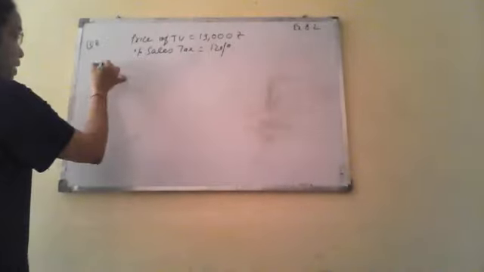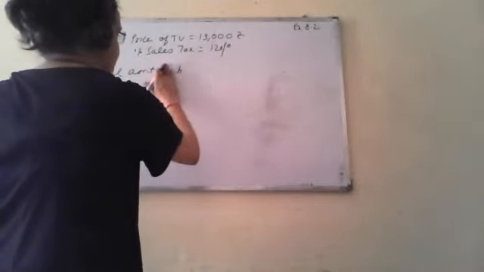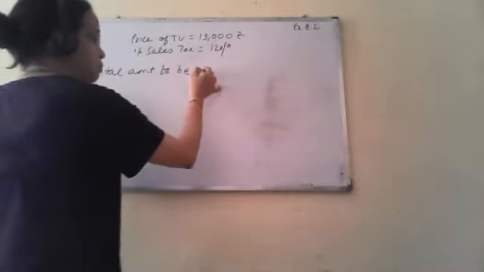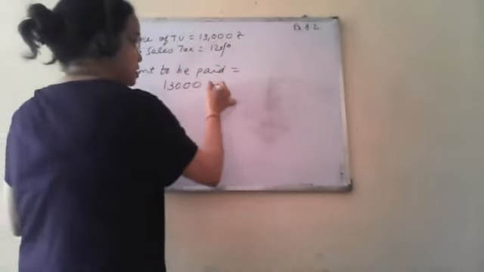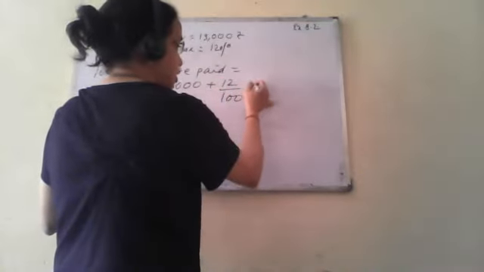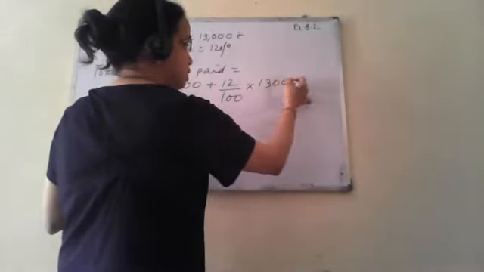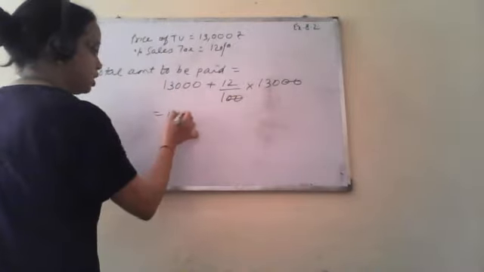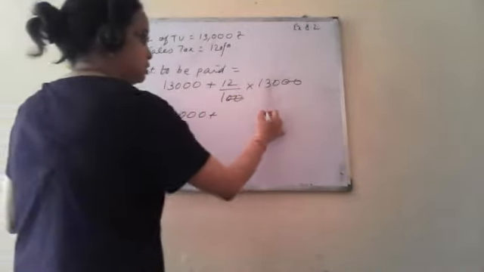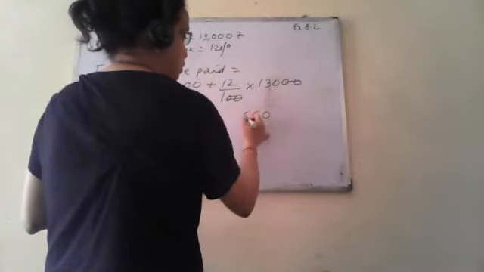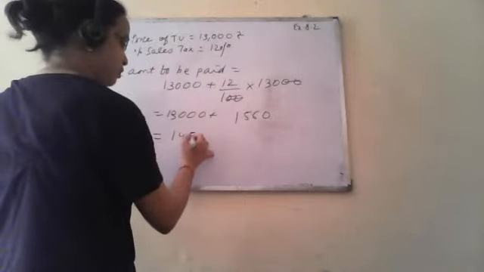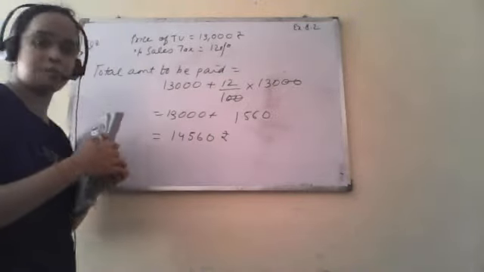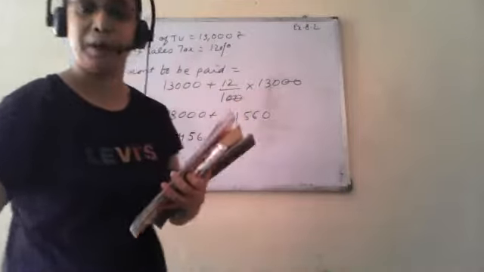So the total amount to be paid will be the actual price, that is 13,000, plus 12% of this 13,000. So this is the total amount he has to pay. This is 13,000 plus 12% of 13,000, so it comes out to be 14,560 rupees. So this is the amount he has to pay.